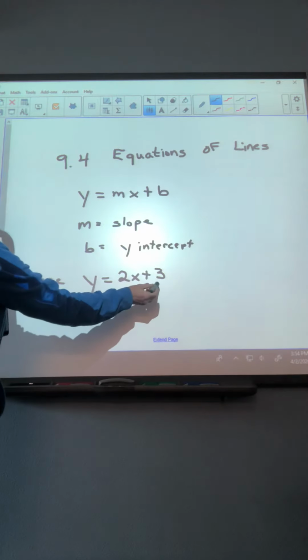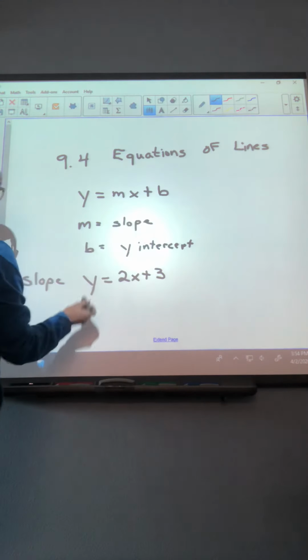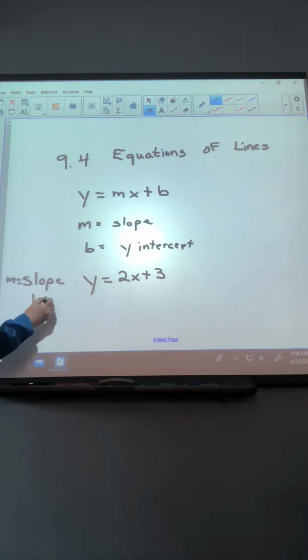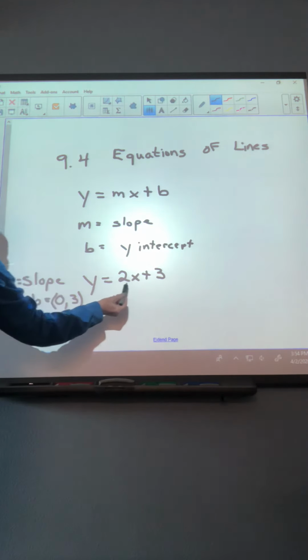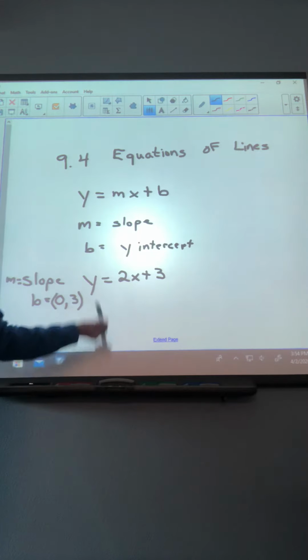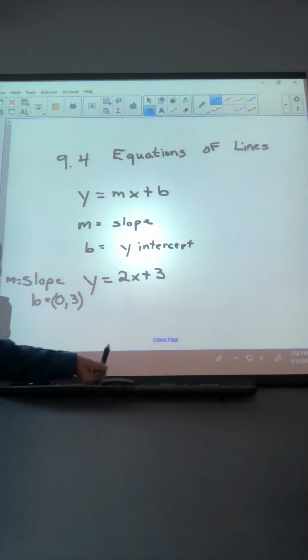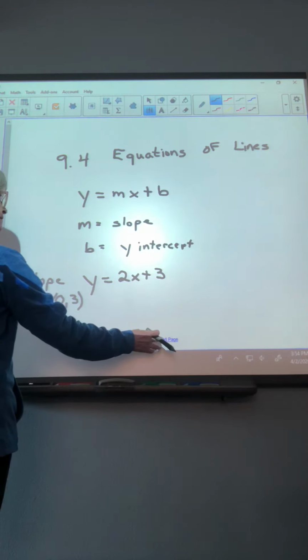Okay, then the 3 is in the place of the b. So the b is equal to the y-intercept, and so we would say the point would be 0, 3. If you were graphing that, you would start with 0, 3, and then you would use your slope to find more points. Okay, all right.